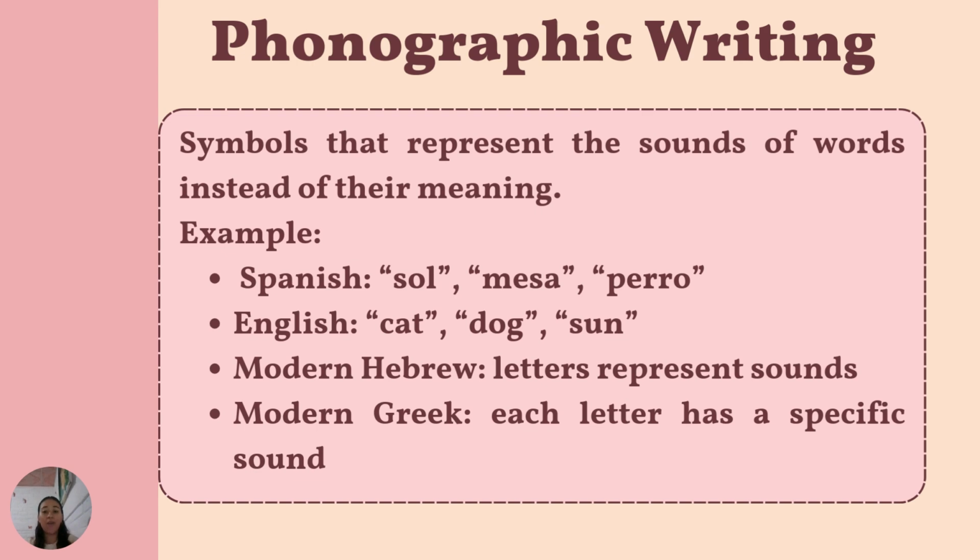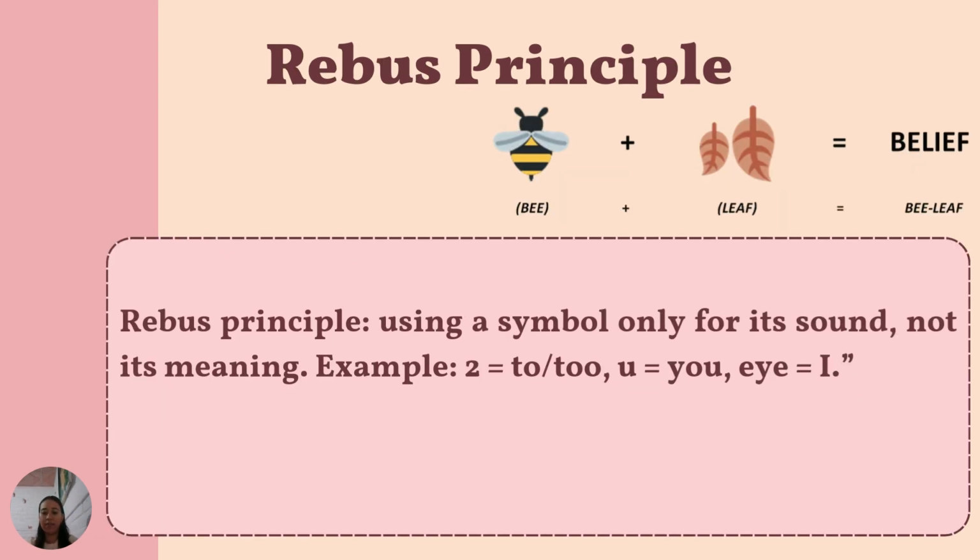So now the Rebus principle. What is the Rebus principle? It means using a picture or a sign for the way it sounds, not for what it means. Like when we text and write the number two for too, or the letter U for you. Ancient people did it too. For example, they could use a picture of an eye to say I.